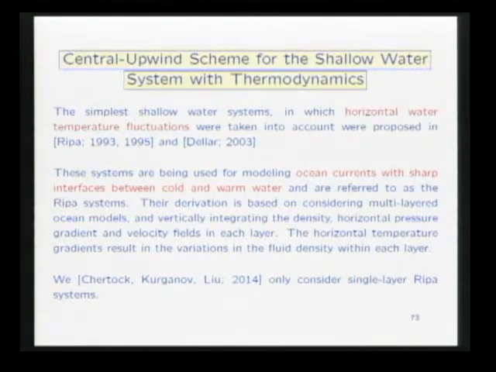What we did in the paper with Alina Chertock and my former PhD student Yu Liu, which was just recently published, maybe this month, is consider just the simple single-layer Ripa system, 1D and 2D. That's sufficiently complicated. I believe that the method that we developed can be extended to the more realistic multi-layer model, but we have not done this.